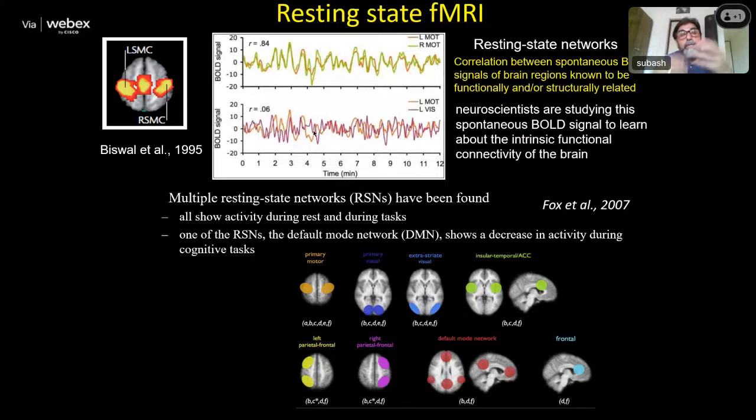So he thought, when you are getting a correlation between the areas which are related to each other, which are linked to each other, we should be able to generate the network maps using this BOLD signal.